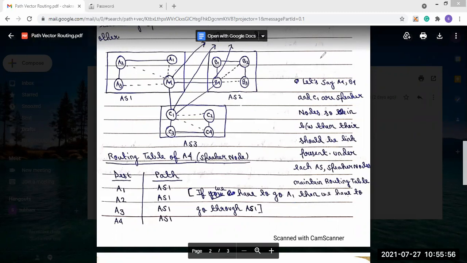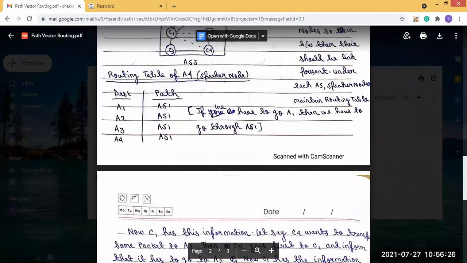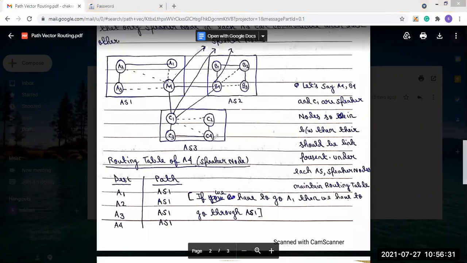Now, after considering the routing table, let's say there is a condition where C1 has the information of all the nodes. Let's say C4 wants to transfer some packet to A2. C4 is present in autonomous system three, and it wants to send a packet to A2. Now, C1 has all the information of the other speaker nodes present in other autonomous systems, because all the speaker nodes are connected with each other.